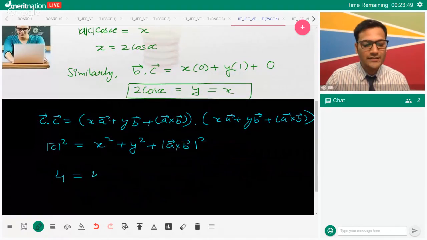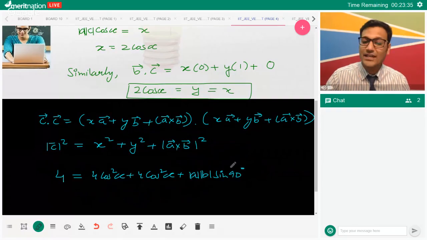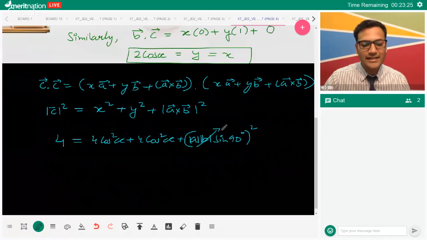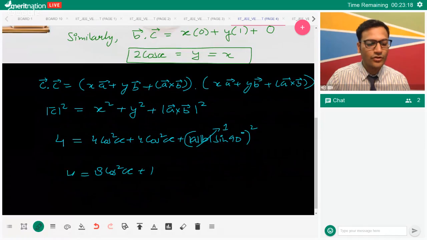X square is 4 cos square alpha. Y square is 4 cos square alpha. And over here, A cross B is A, B sine theta, wherein the angle between them you have already calculated is 90 degrees because A dot B was equal to 0. And it's just a magnitude, so we'll not multiply it by its unit vector. So I'll take the square of that. However, this entire thing is 1. 1 squared is 1. So from here, we can get 8 cos square alpha plus 1 is equal to 4, or 8 cos square alpha turns out to be equal to 3.